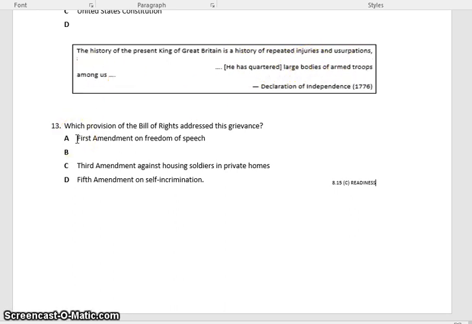A. First Amendment on freedom of speech. C. Third Amendment against housing soldiers in your private homes. Or D. The Fifth Amendment on self-incrimination.